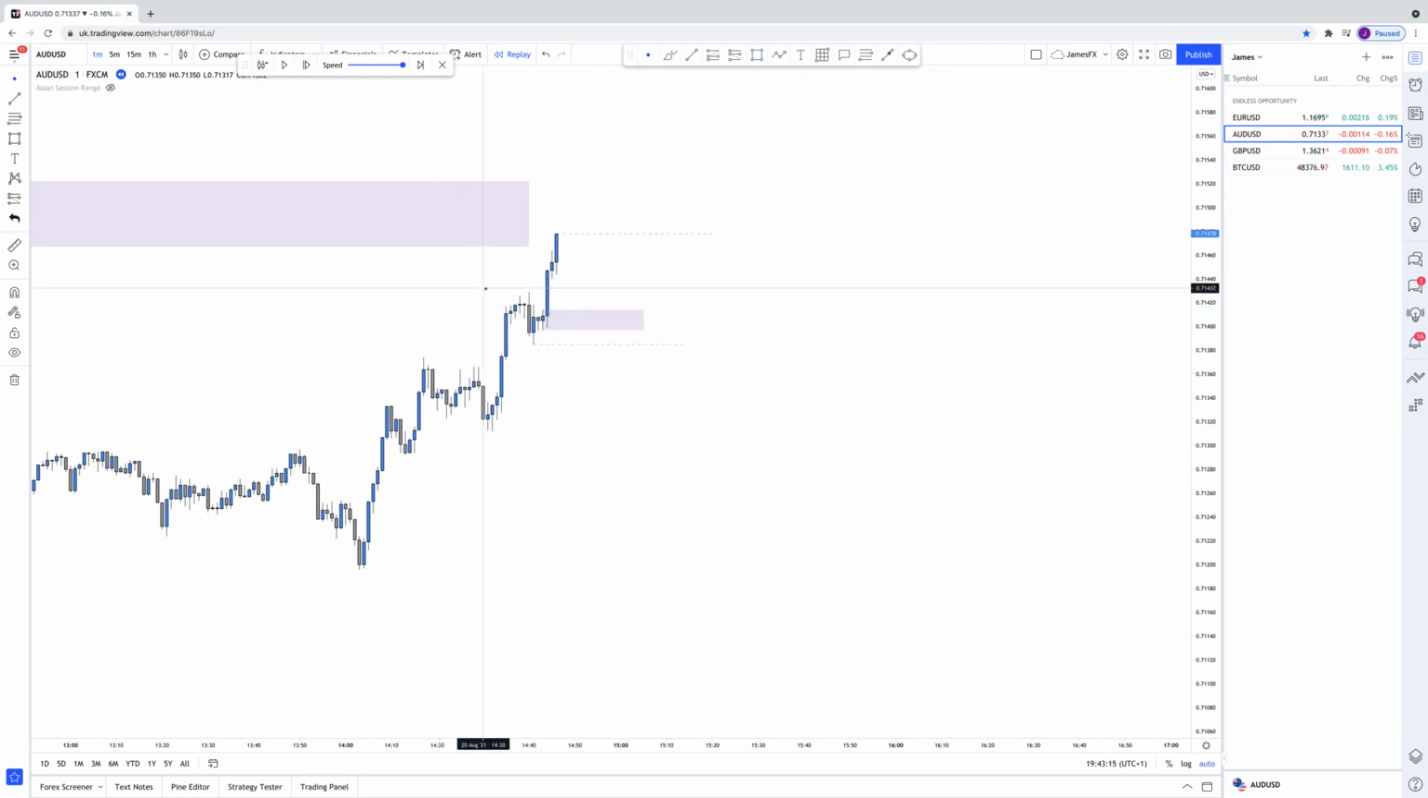Sorry, couldn't say the word then. But yeah, that's where the momentum came in that broke structure.